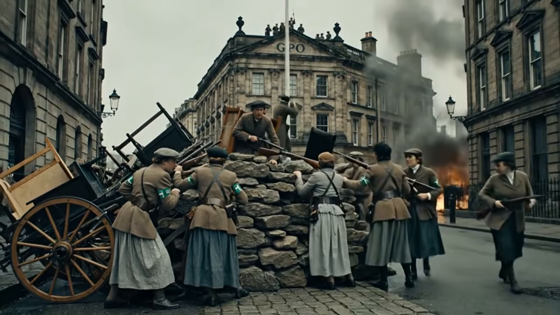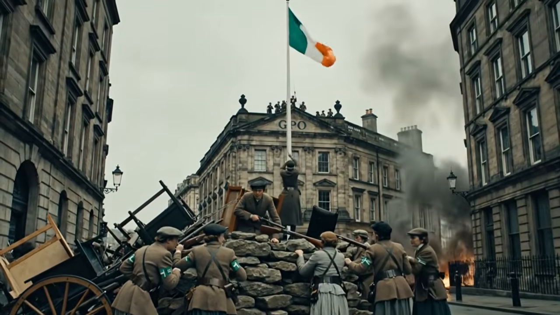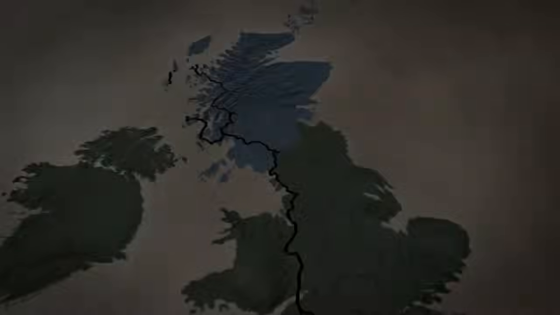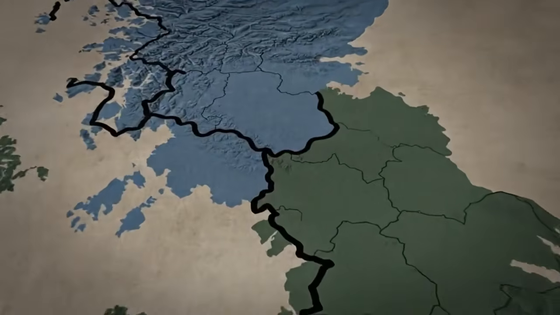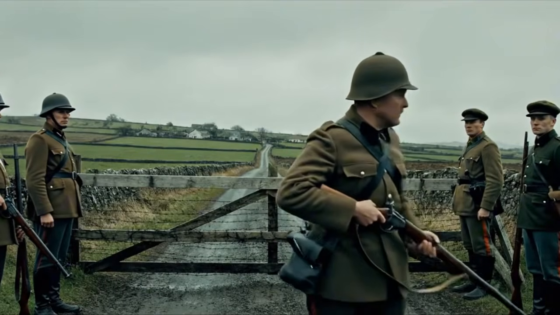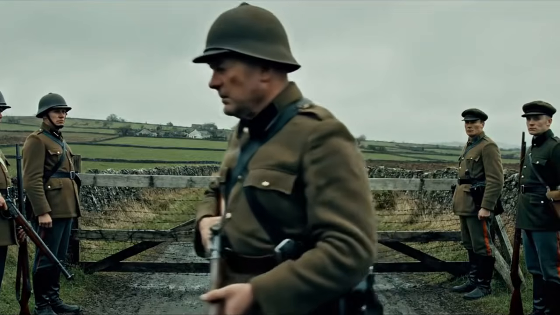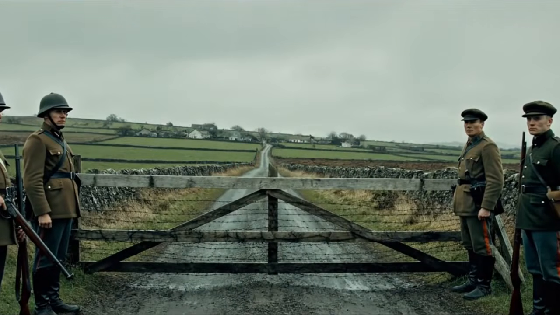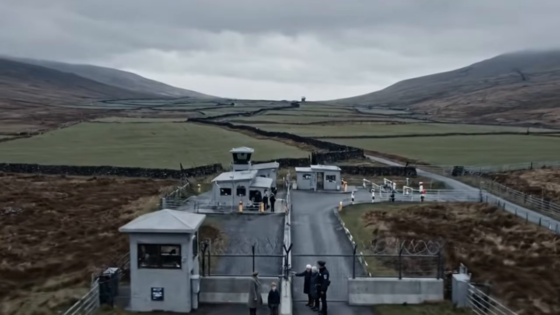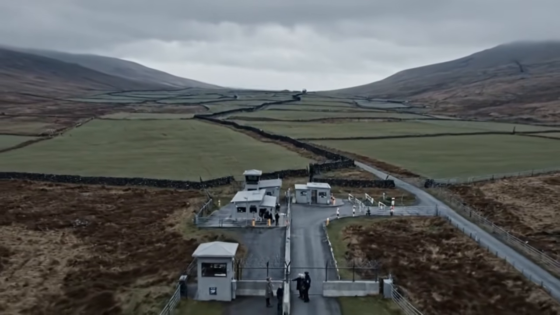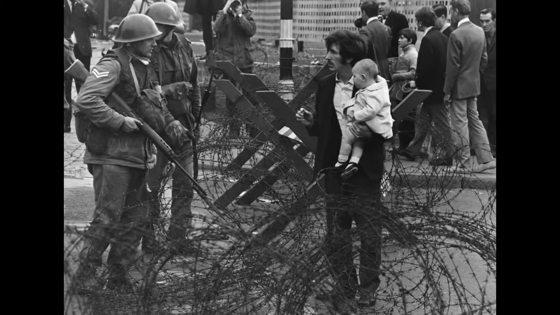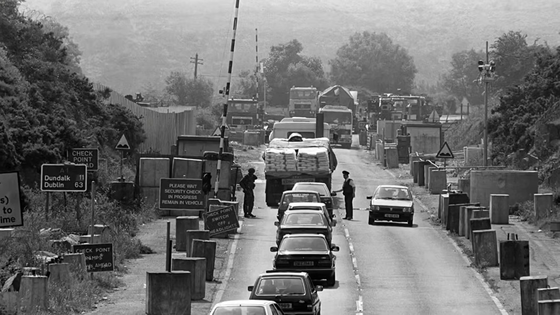Ireland erupts. The Easter Rising of 1916. The War of Independence. In 1922, Ireland is partitioned. 26 counties become the Irish Free State. 6 counties in the north, with a Protestant majority, stay in the United Kingdom. Northern Ireland is born. The border will be a source of conflict for the rest of the century.